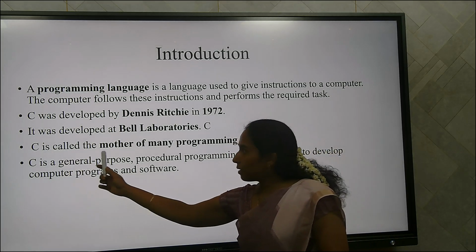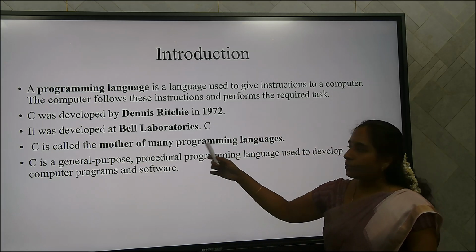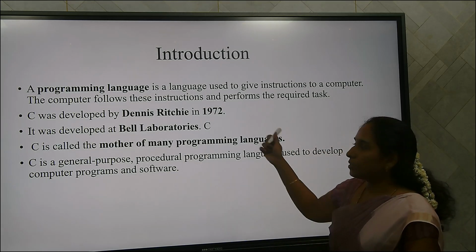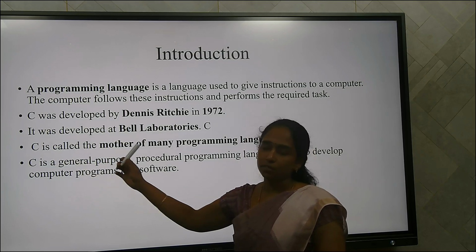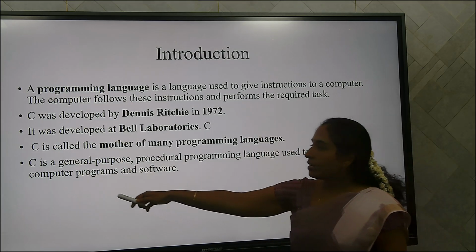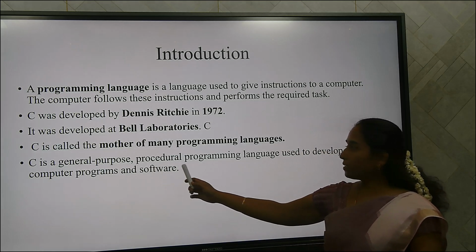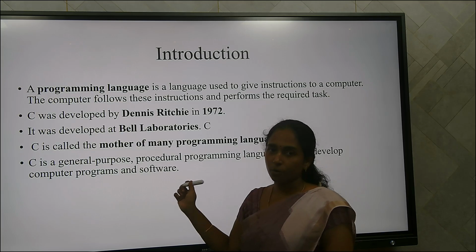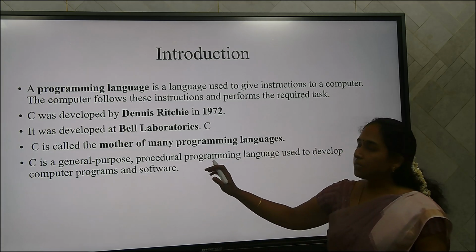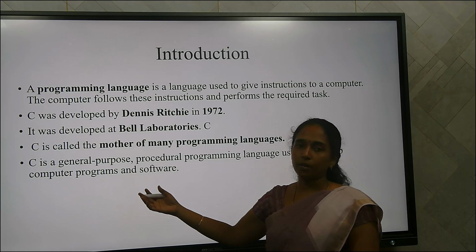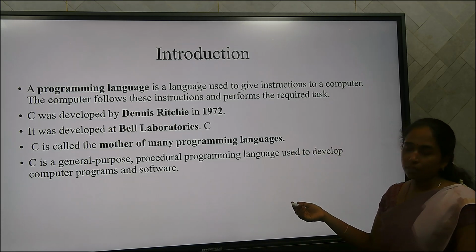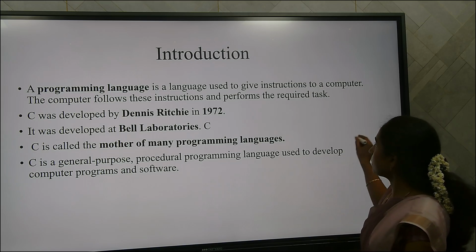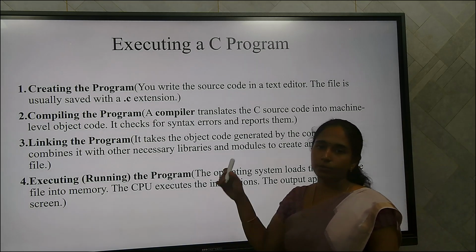C is called the mother of many programming languages, which means modern programming languages like C++, Java and C Sharp are based on C. Hence, C is considered the mother of all programming languages. C is regarded as a general purpose and procedural programming language, which means programs are written in step-by-step order and executed based on the function. C is widely used to develop embedded systems and operating systems like Unix and then system software applications. My next slide focuses on executing a C program.